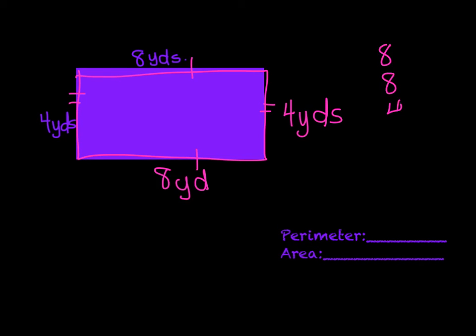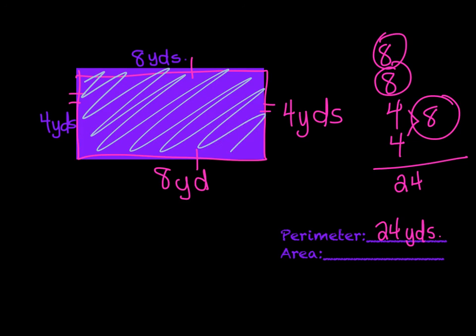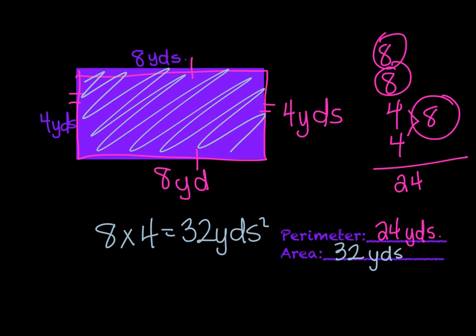8 and 8, 4 and 4. 4 and 4 is 8. 8 times 3 is 24. 24 yards is your perimeter. Now let's look at finding our area. I need to multiply 8 times 4, which equals 32. My answer is 32 yards squared.